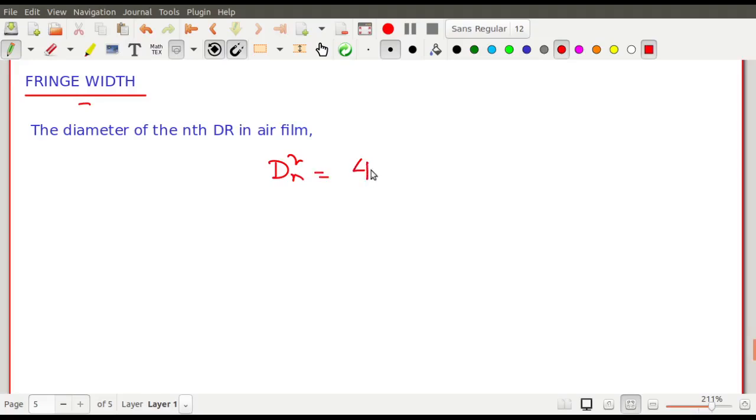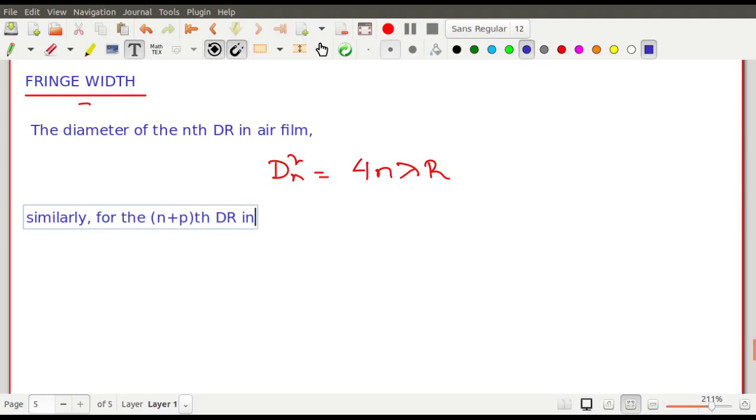Just writing this gives 4n lambda r, whereas for the bright ring it is 2 into 2n minus 1. So it's a bit complicated to write in comparison. Similarly, for the n plus pth dark ring in air film.